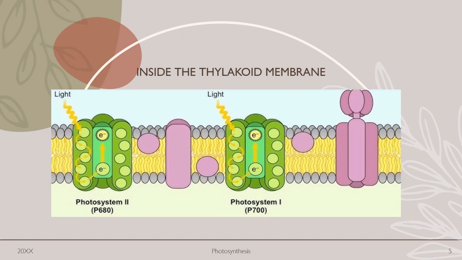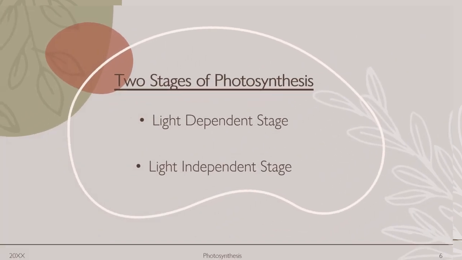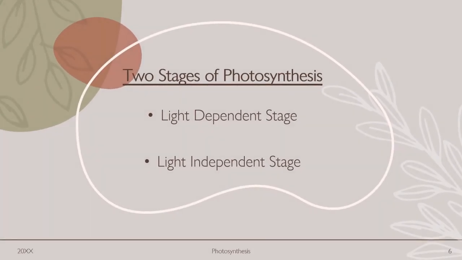Inside these photosystems, there are two kinds of pigments. One is the primary pigment, which absorbs most of the light, and the accessory pigments, which help the primary pigment in the absorption of light. Basically, when these accessory pigments absorb light, they transfer it to the primary pigment. So the main source here is the primary pigment. Now we're going to go into the two stages of photosynthesis.